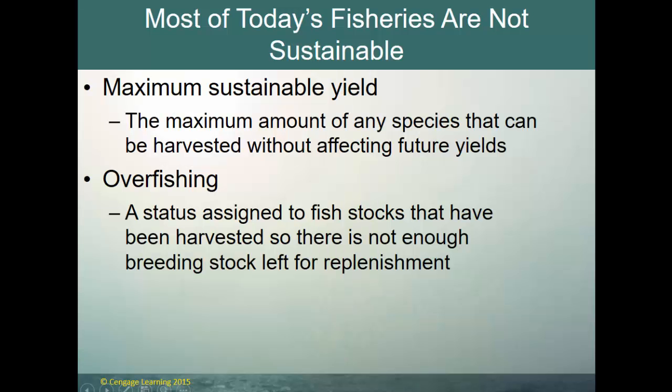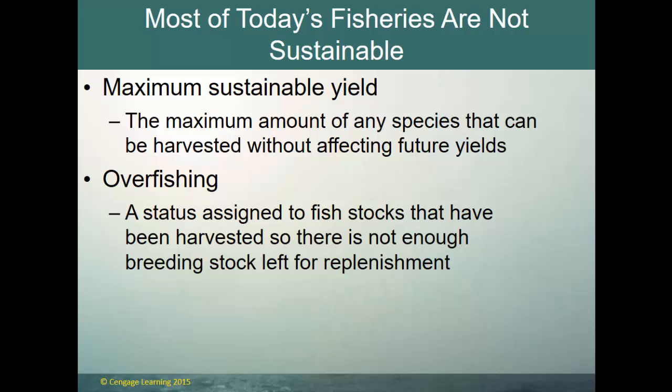All right, when we talk about fisheries and the amount of fish in the ocean of any different type, we understand that there is a maximum amount that we can take in any given time period, let's just say a year, and that maximum amount is what's known as the maximum sustainable yield, the maximum amount of any species that can be harvested without affecting future yield. So you can take this much each year, every year, and you'll always have that type of fish, that type of mollusk, that type of crustacean.